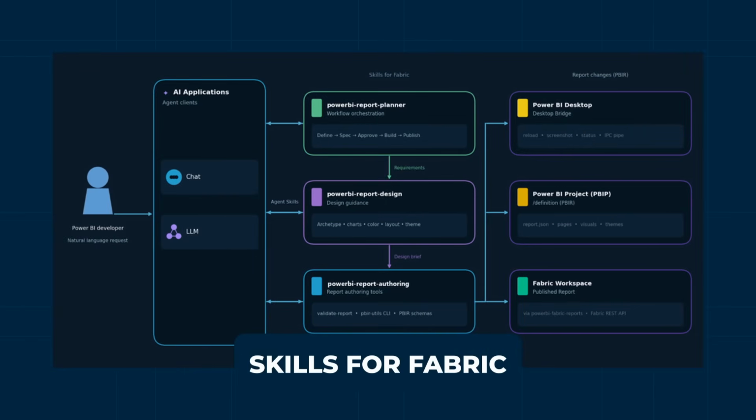Skills for Fabric is a catalog of AI agents for Microsoft Fabric that covers the end-to-end workflow of creating a report. So imagine this, from planning your report, designing the visuals, creating the report itself, to publishing it to Fabric, each skill is designed to help with every step of this process.